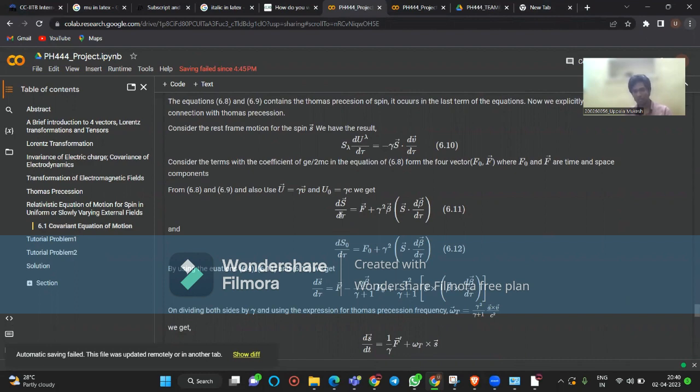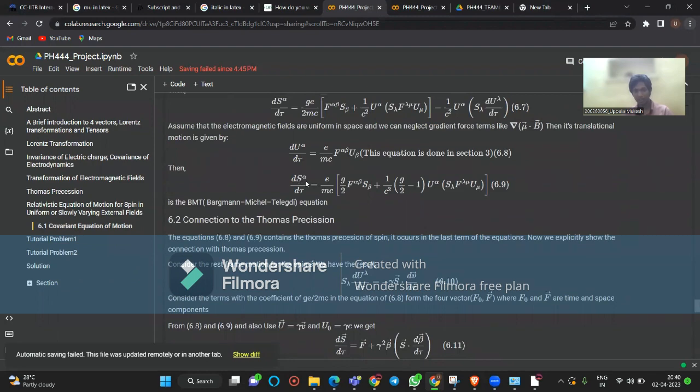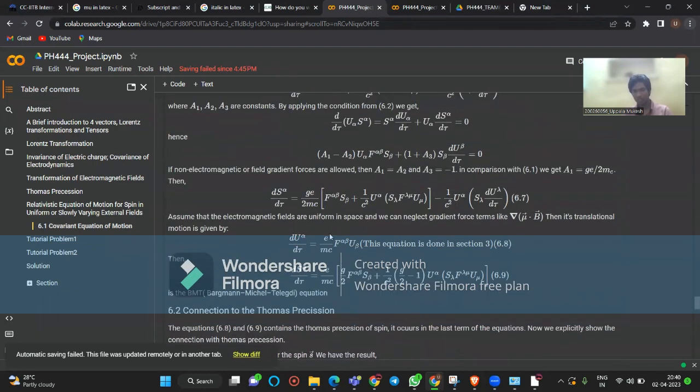And now we have this BMT equation. This is a special case of our BMT equation. It's only when you can write du alpha by d tau equal to e by mc into F alpha beta into u beta, when your electromagnetic fields are uniform in space.